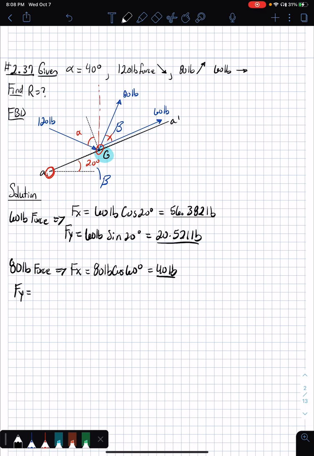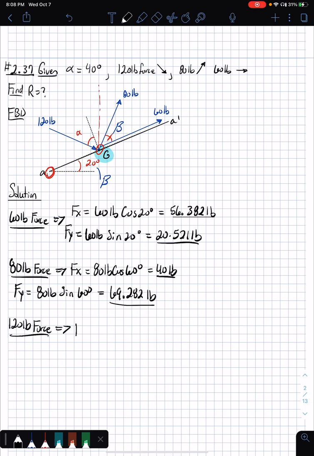Forces in the y direction, we're going to have a positive 80-pound force, sine of 60 degrees, which will come out to 69.282 pounds. Now that one's done. We will move right along to the 120-pound force. Now this one's different because it is going down toward point G. So our forces are going to change a little.